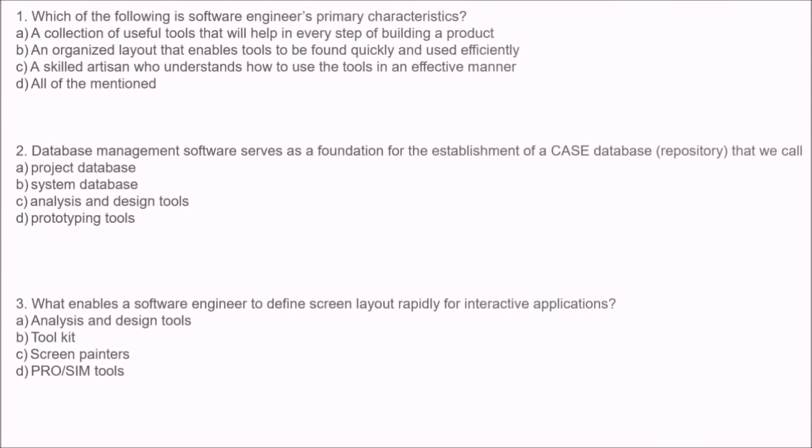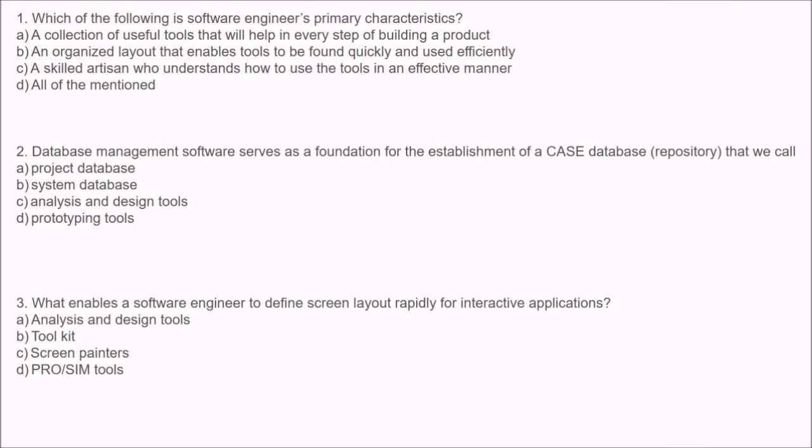Now we'll take the topic computer-aided software engineering, or CASE. Which of the following is a software engineer's primary characteristic? These are options for you. Please read them very carefully and try to answer. All of the mentioned, or any other? The answer is all of the mentioned, because these are the primary characteristics of a software engineer.